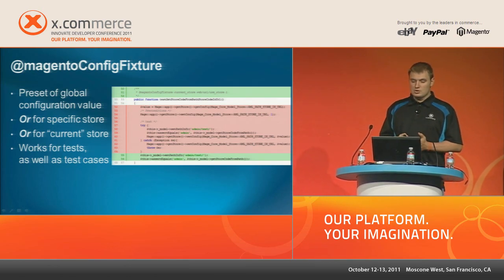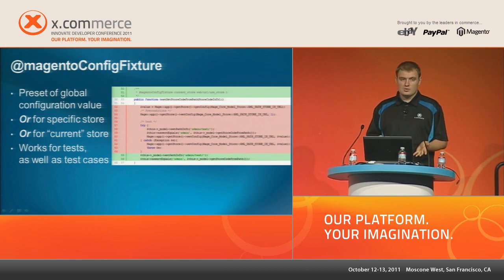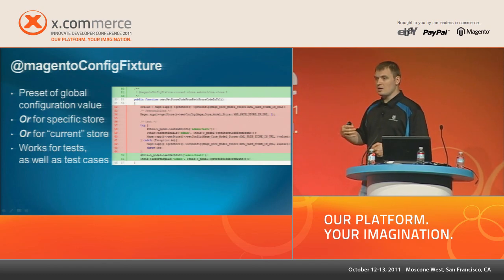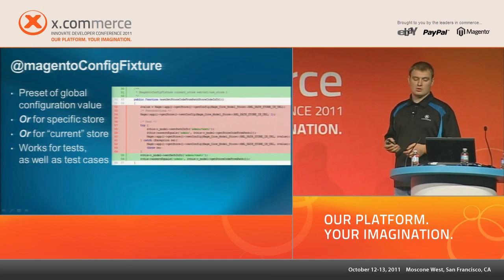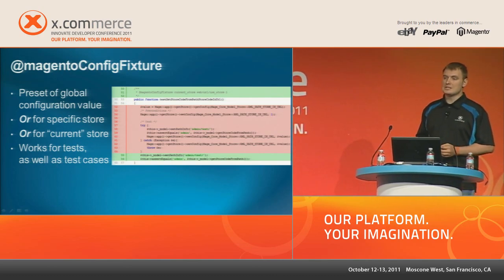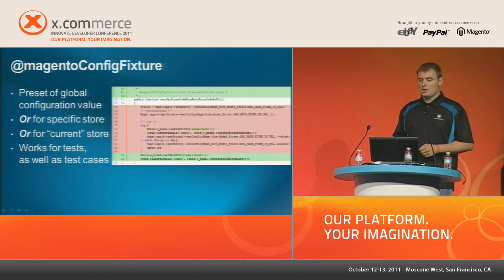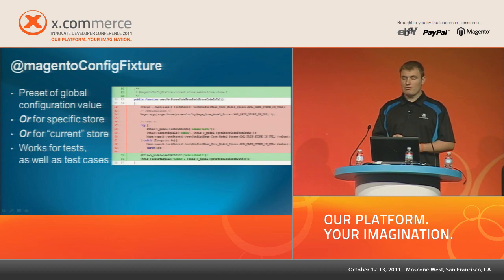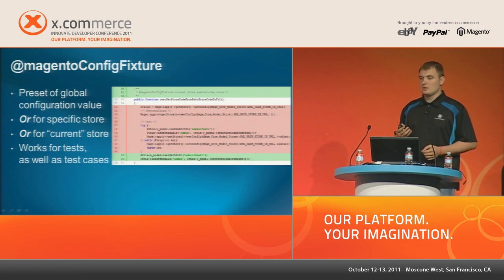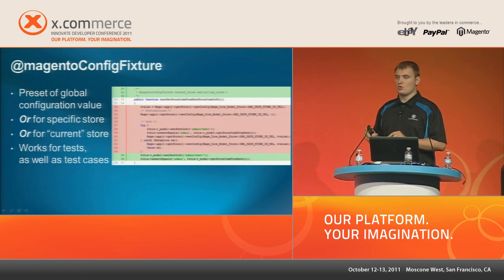The Magento config fixture annotation's purpose is to tackle this problem. It allows you to set a system configuration value before executing a test and revert it back after execution, regardless of whether it failed or not. It can be specified on test case level or test level or both, and test level overrides test case level. A value can be set directly into a configuration node in the system, in the XML of config model. Also, it can be set for a certain store view or the so-called current store view.